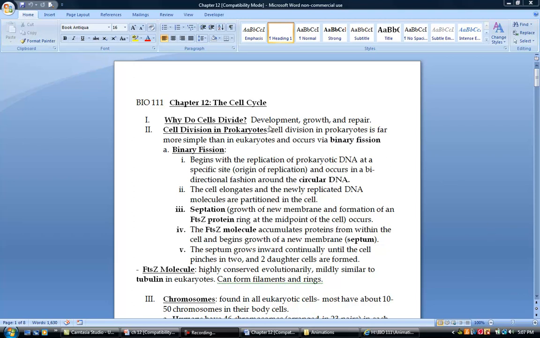Development, so when you're actually a fetus and you're developing different parts. Growth, so when you were growing up into an adult. And then repair. So right now all we're really doing is just kind of repair.